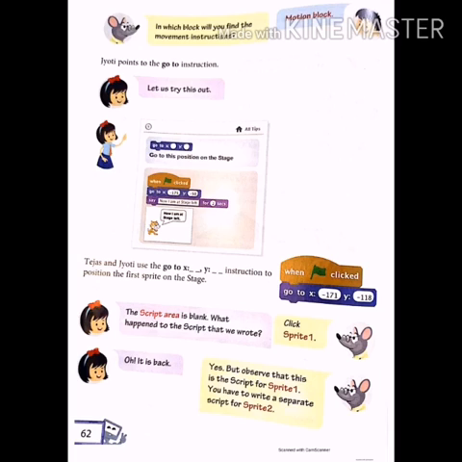Good. Now get back to the Scratch instructions. We have to move sprites to particular positions on the stage at the start of the game. In which block will you find the movement instructions? So basically, in class 3 also we found the movement instructions in the Motion block. Okay, let us try. Use the go to x and y instruction to position the first sprite on the stage.